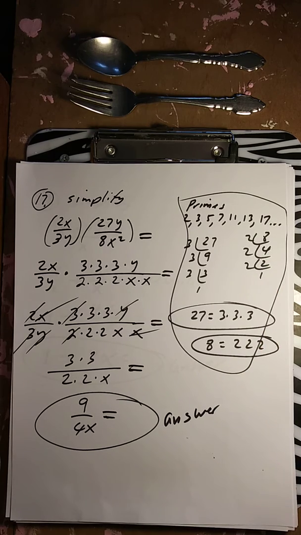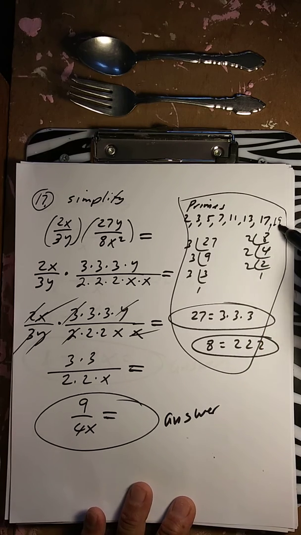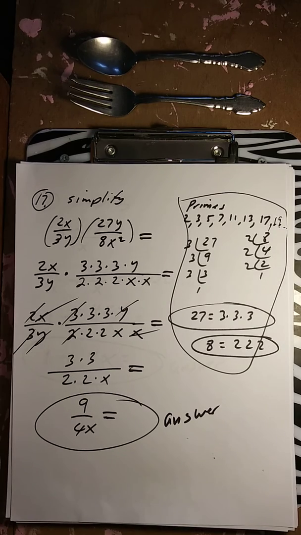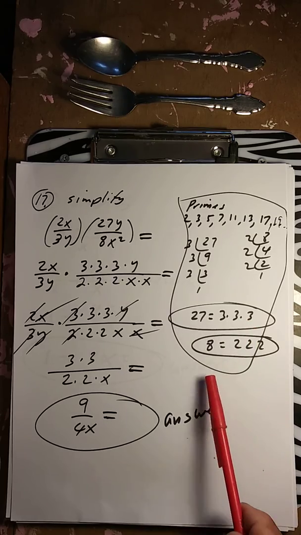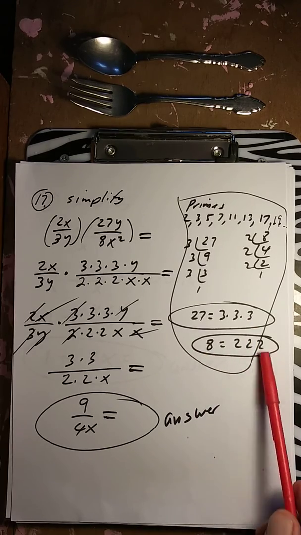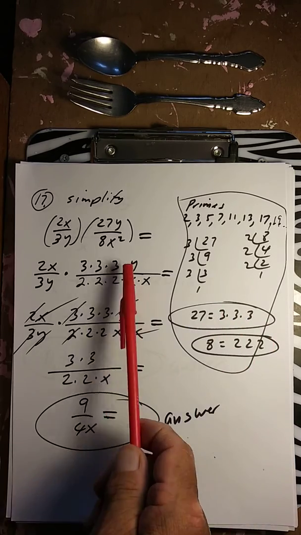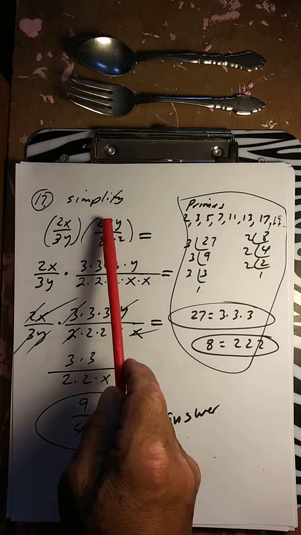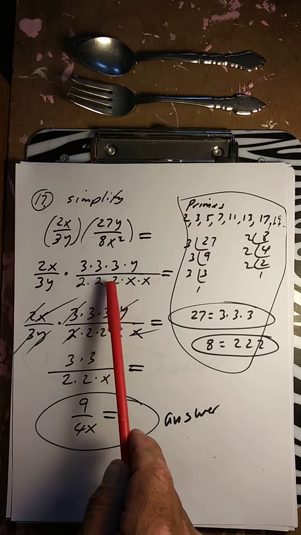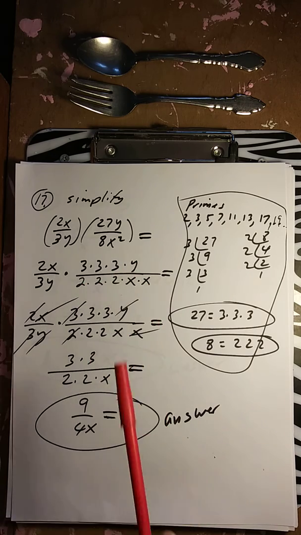And yes, there are more prime numbers, 19 and so on. It doesn't stop. So now, 27 is 3 times 3 times 3. 8 is 2 times 2 times 2. Let's substitute these back in here. So 2x over 3y, leave it alone. 3 times 3 times 3 is 27. 2 times 2 times 2 is 8. And x times x is x squared.